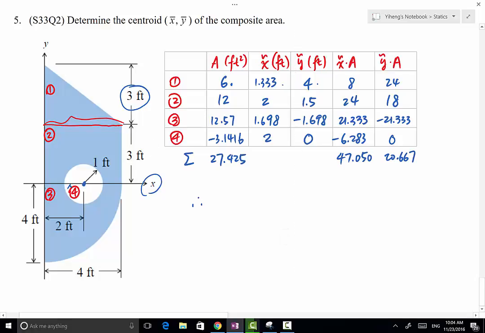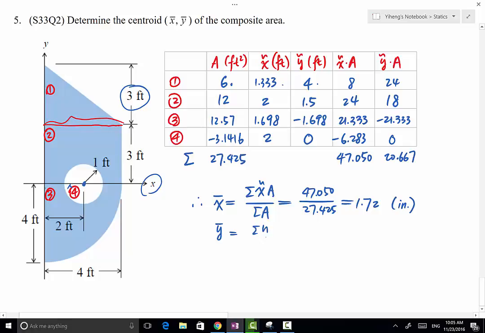Therefore, we can calculate our x bar and y bar. X bar equals summation x tilde A over summation A, which equals 47.050 divided by 27.425, and that equals 1.715, so 1.72 feet. And y bar equals summation y tilde A over summation A, that equals 20.667 over 27.425, and that equals 0.754 feet.